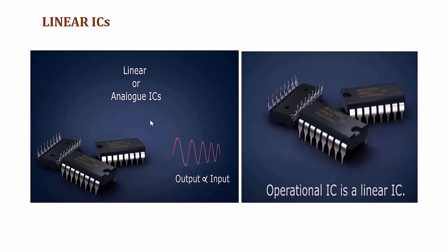As the figure shows, in linear or analog ICs the input and output are proportional to each other. Whatever change you make in the input is replicated in the output. For example, if you increase the value of the input by 2, the change will automatically happen in the output also. That is the linear relationship between input and output. So this is an operational IC, that is a linear IC.